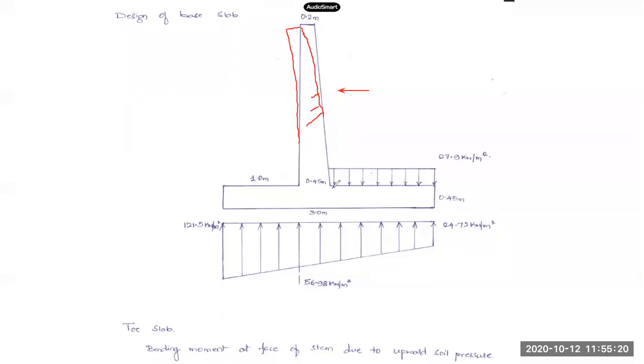Now what will happen in the heel slab? Normally this backfill portion will increase the pressure in the downward direction. So this will try to bend in a hogging manner, something like this. This is how the heel slab will be bending, the deflected shape of the heel slab. Here you find the tension being developed, so on the top side we require the main reinforcement to be provided.